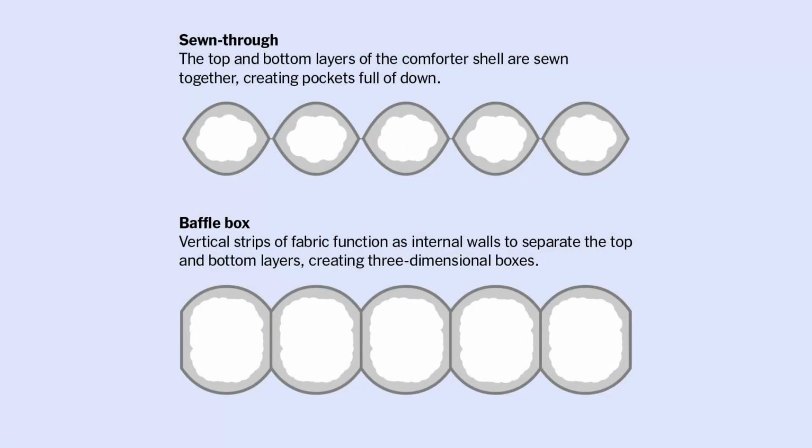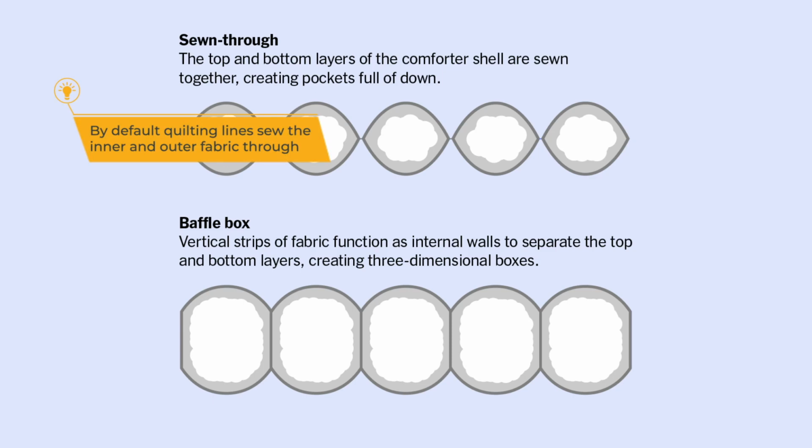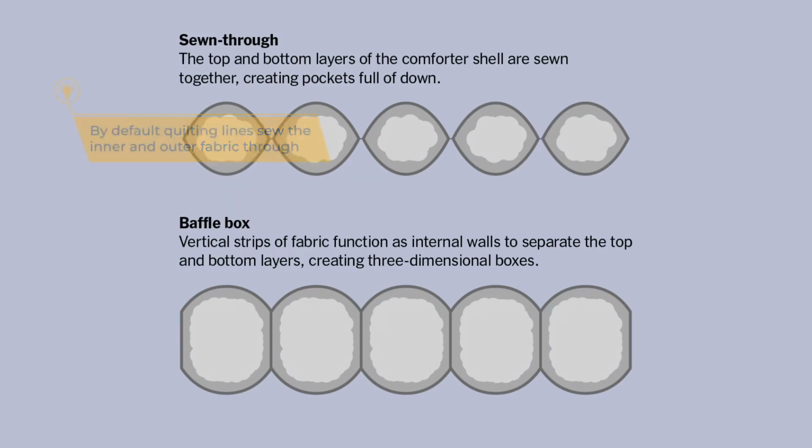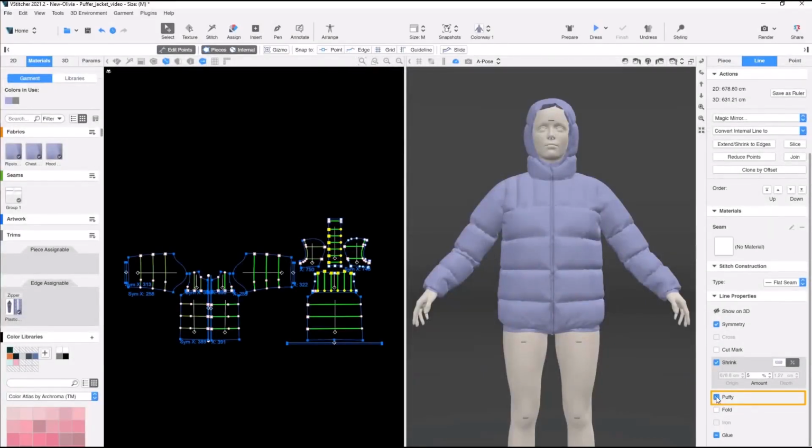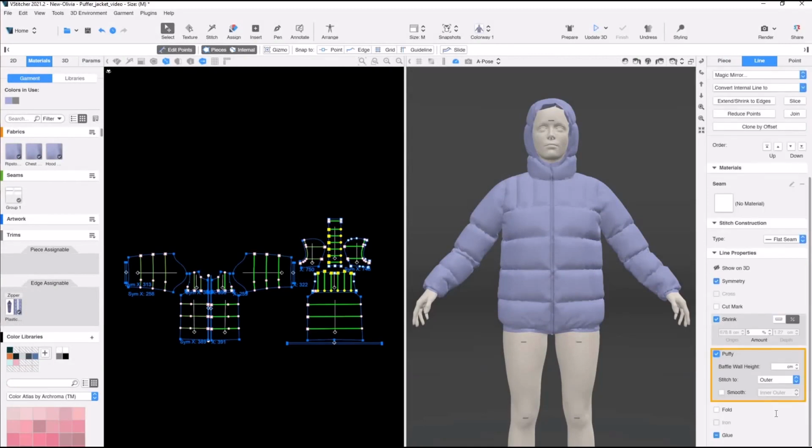Puffy garments can either be sewn through or have baffle boxes. By default, quilting lines sew the inner and outer fabric through. To create a baffle box, we'll need to set up a baffle wall height in the context view. The baffle wall height must be lower than the fabric thickness, otherwise the effect won't be visible. Now let's update the simulation again.